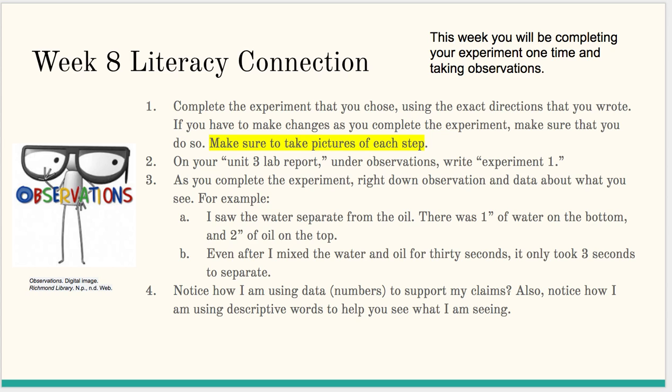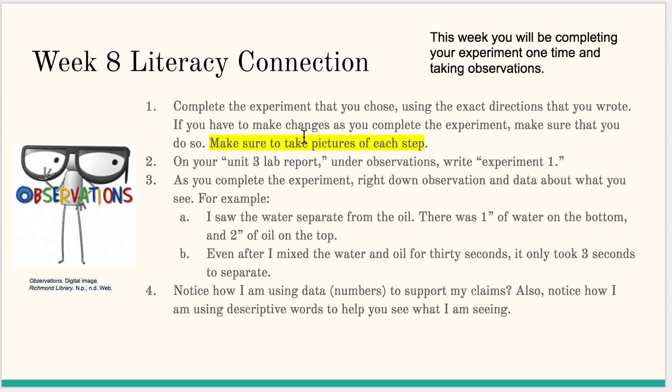This week, you're going to complete the experiment 1 time. Next week, you're going to be completing it again, and that's to confirm that your conclusions are correct and your hypothesis and observations are. So, like I said, complete the experiment that you chose using the exact directions that you wrote out 2 weeks ago. If you have to make changes as you complete the experiment, make sure that you do so, but make sure you also write those down.